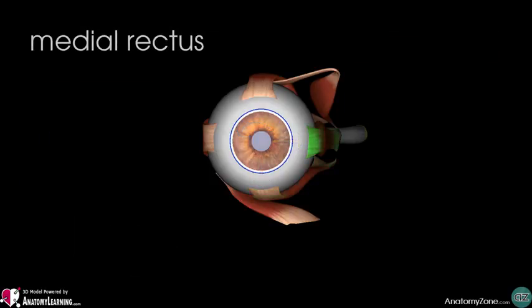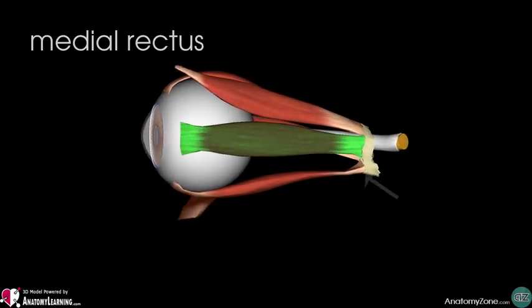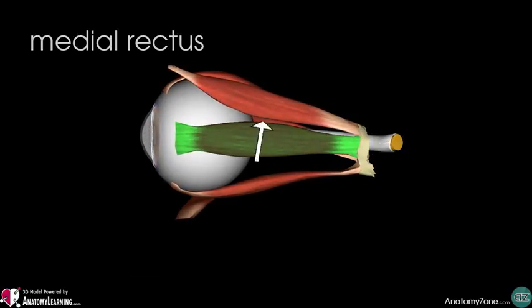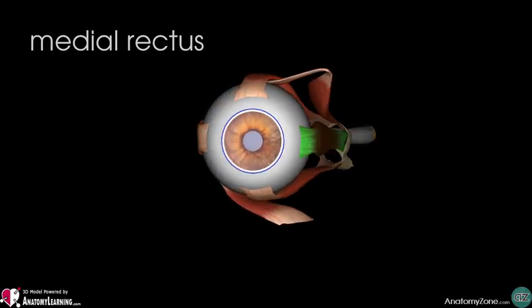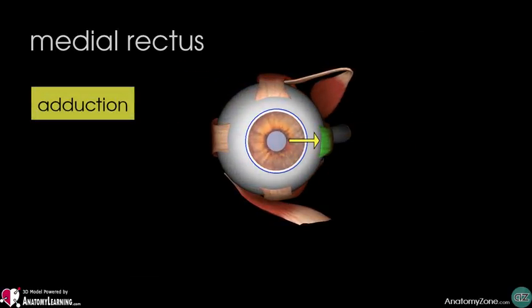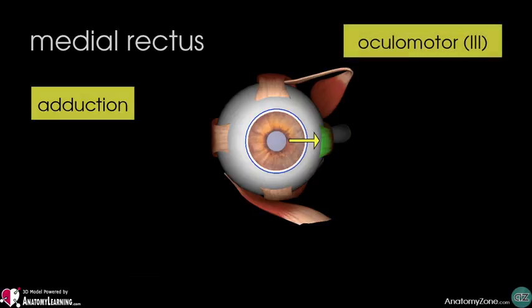The medial rectus muscle originates from the medial part of the common tendinous ring and inserts onto the anteromedial aspect of the sclera. It acts to adduct the eyeball. This muscle is also innervated by the oculomotor nerve, cranial nerve number 3.